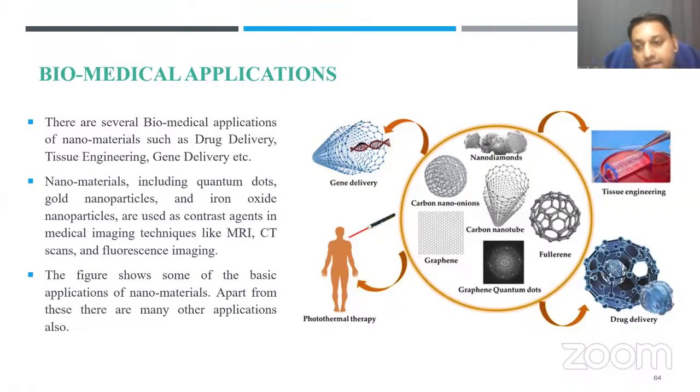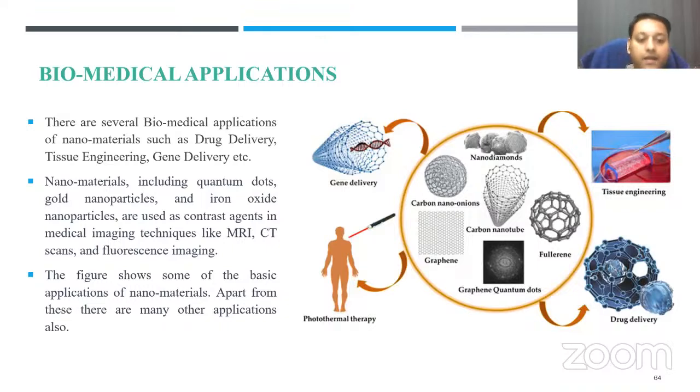Now coming to the biomedical applications. Biomedical applications like tissue engineering, drug delivery, photothermal therapy, gene delivery, etc. can be well achieved by using different forms of nanomaterials like carbon nanotubes, graphene, fullerene, etc. Okay, and here the iron oxide nanoparticles find widespread use as contrast agents in MRI and CT imaging. Gold nanoparticles also can be used for different imaging applications, fluorescence imaging applications.